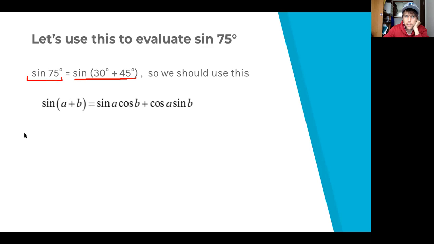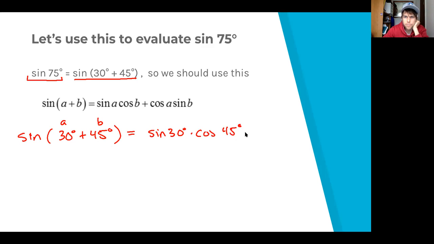So we're going to rewrite this. Sine of 30 degrees plus 45 degrees. For our problem, this is the A and this is the B. So we have sine of A, sine of 30 degrees, times cosine of B, cosine of 45 degrees, plus cosine of A, which is cosine of 30 degrees, times sine of 45.